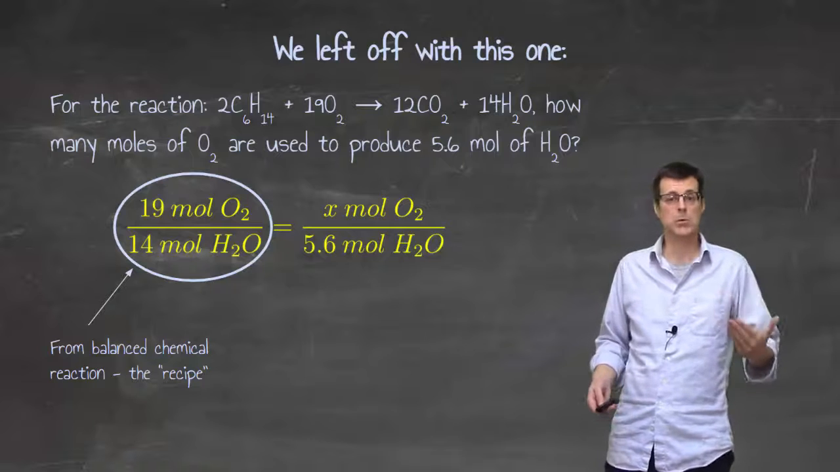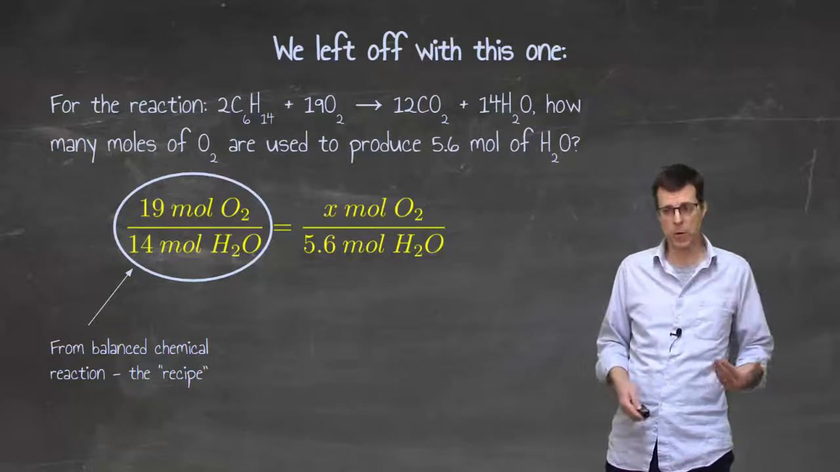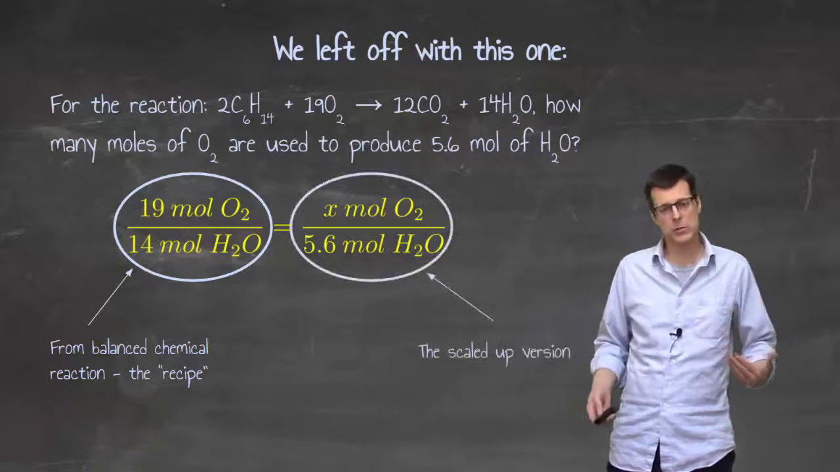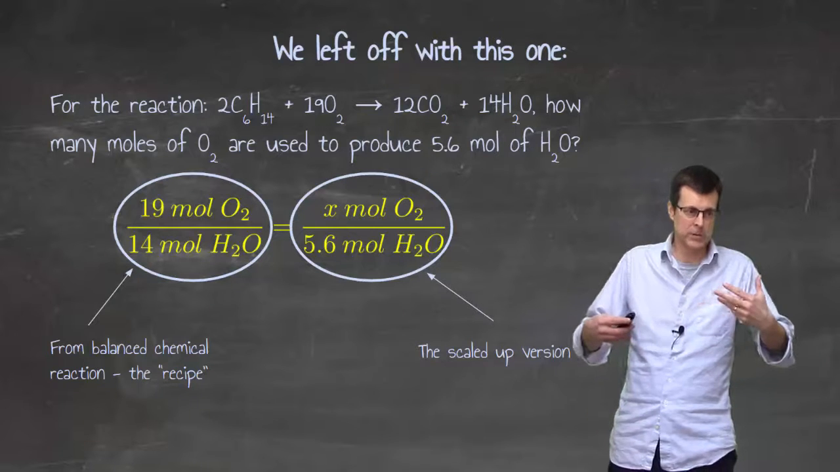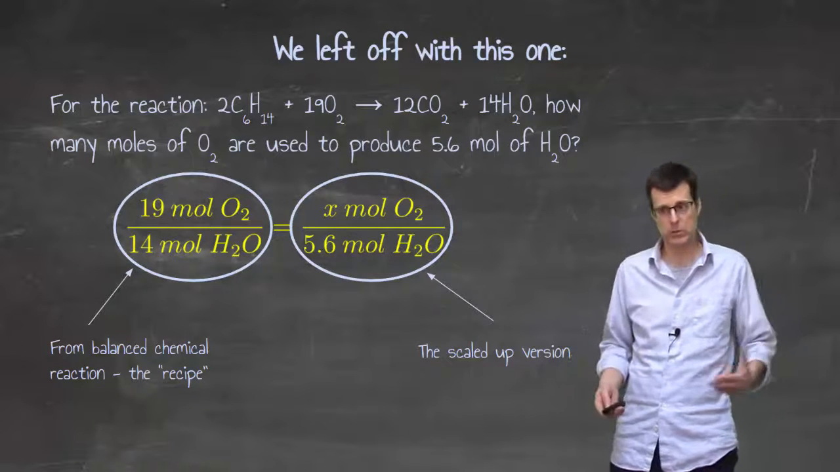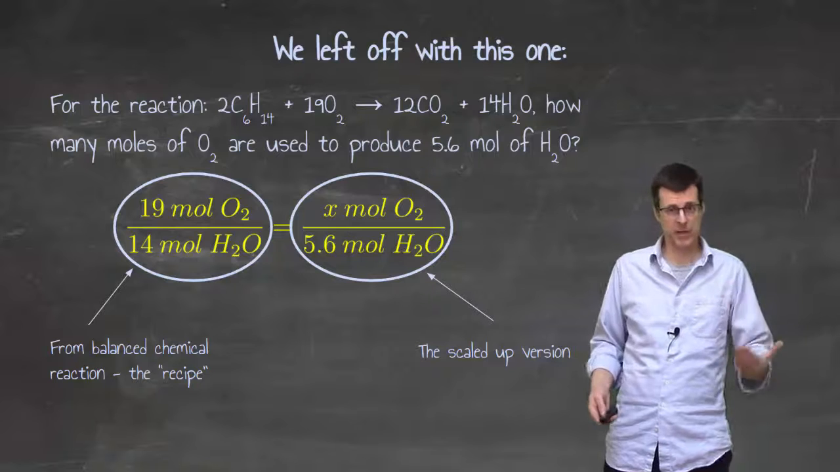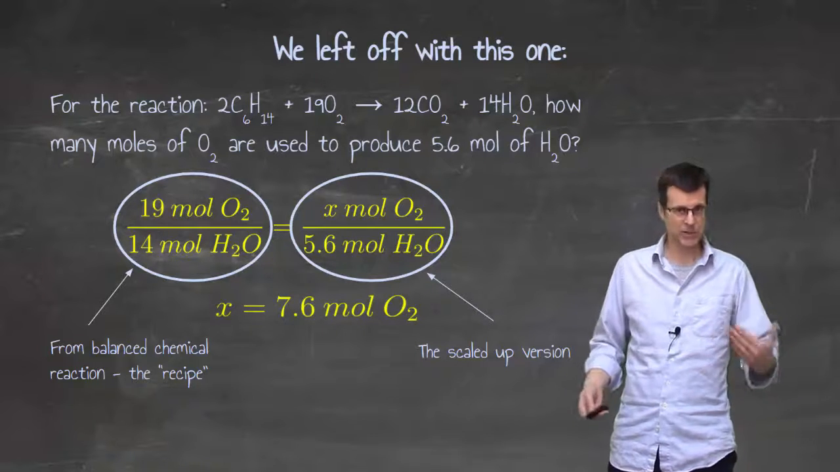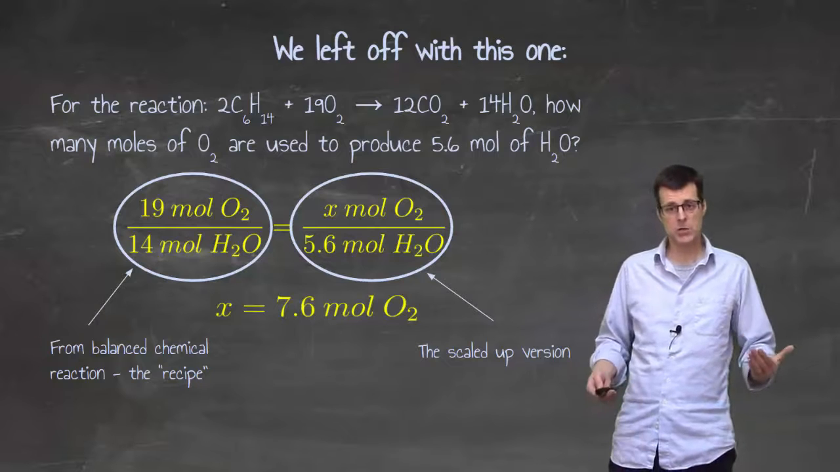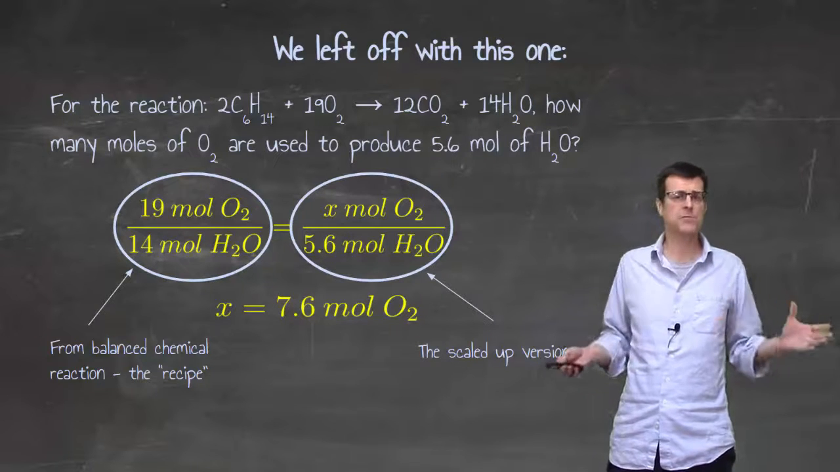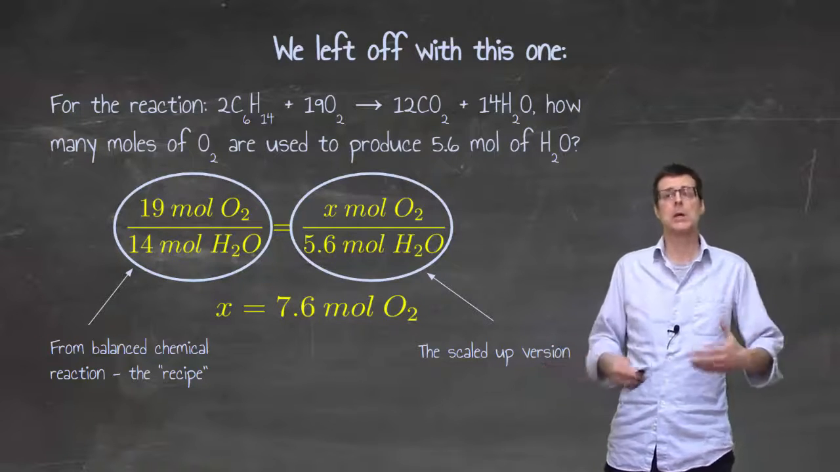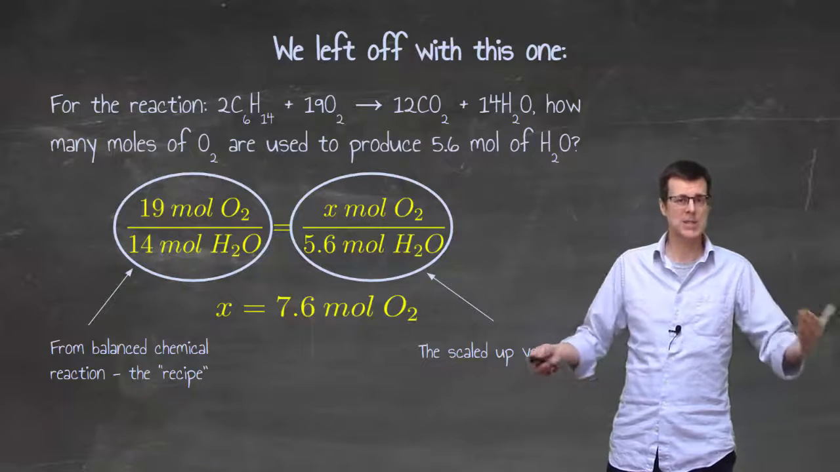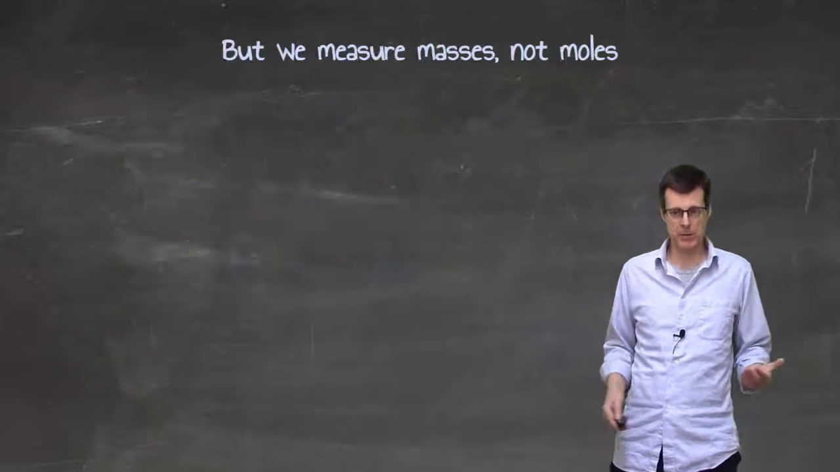So 19 moles of oxygen, 14 moles of water. And then the other half of the ratio is the version of it that I'm trying to use. How much would I need for 5.6 moles? And if I do that math, I end up with 7.6 moles of oxygen. All right, so just following the recipe or the pattern, but then scaling it for different amounts.